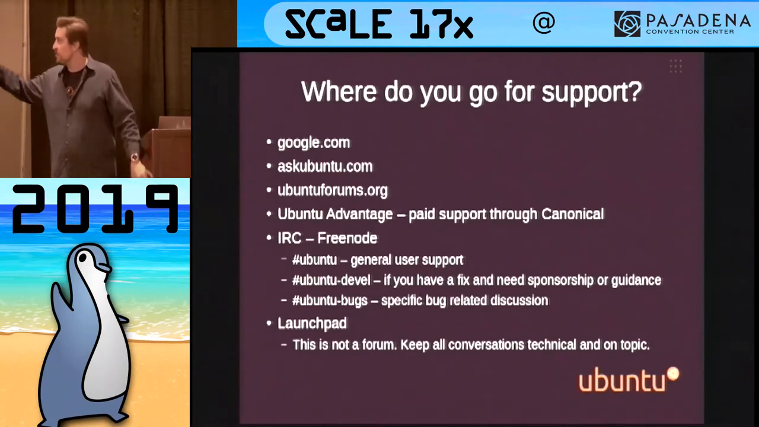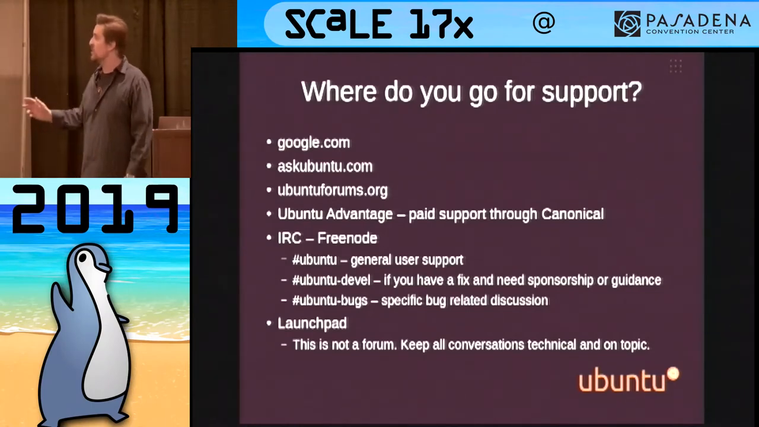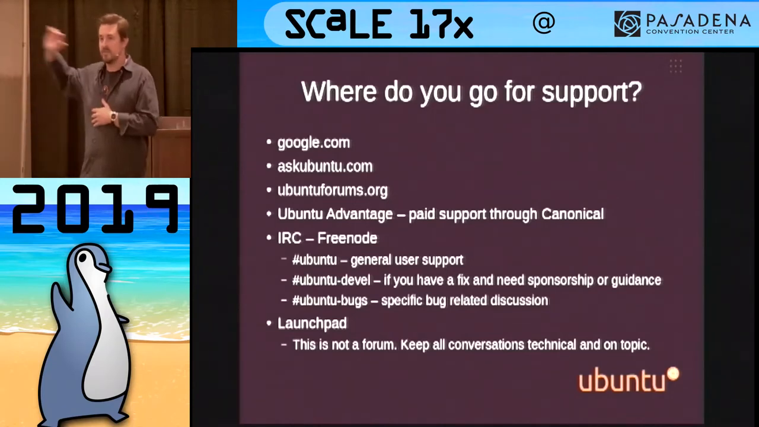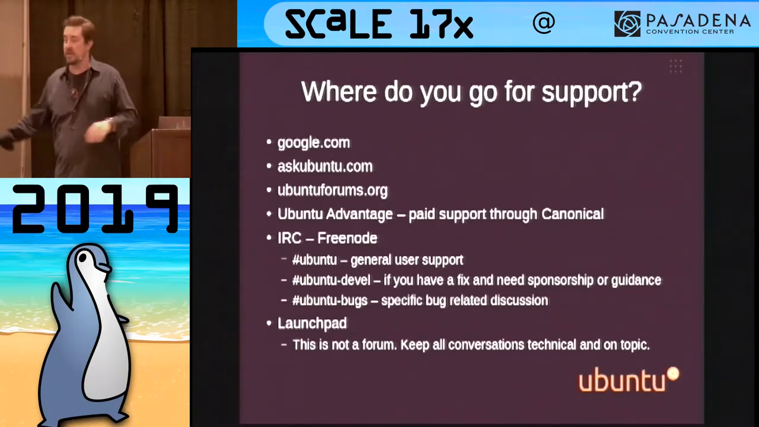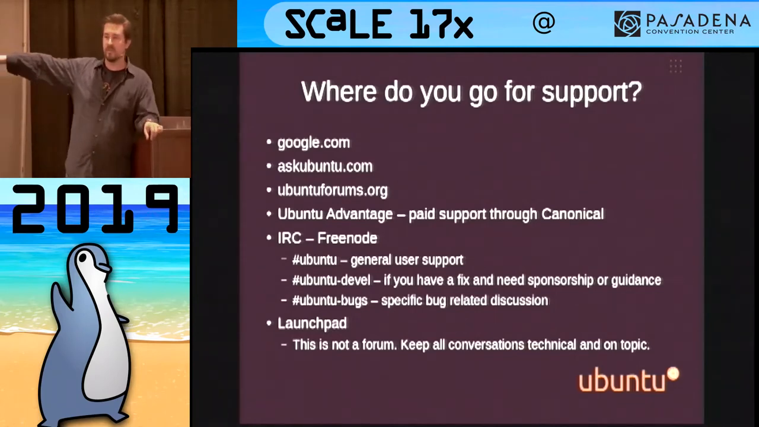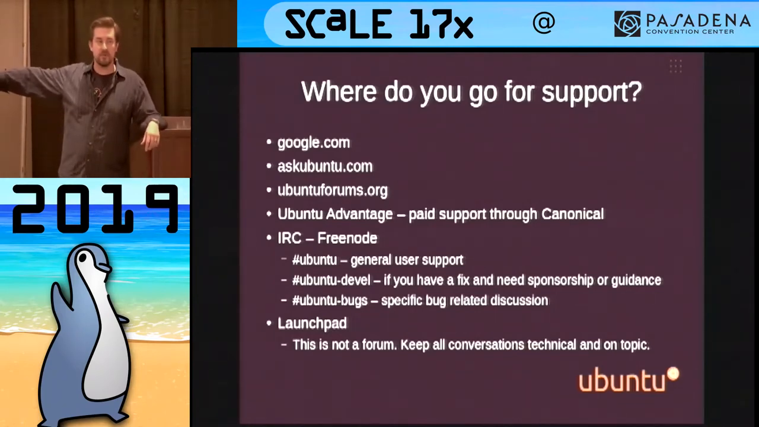All right. So yeah, a number of these were covered. Ones that weren't covered were the Ubuntu forums, Ubuntu Advantage, which is paid support through Canonical. I used to do that. I love those guys. I'm going to shout out to them here. IRC. These are the channels I was talking about earlier. #ubuntu is probably the best first place to go for support if you don't know if it's a real bug. You think it might just be PEBCAK, problem exists between keyboard and chair.